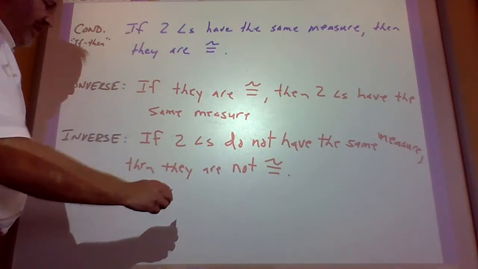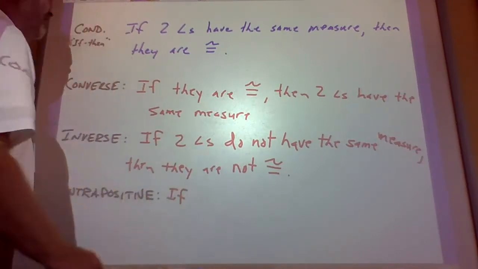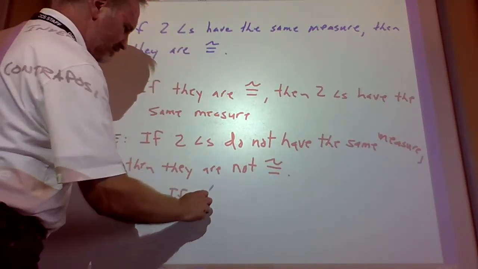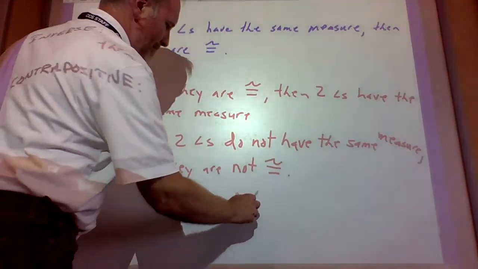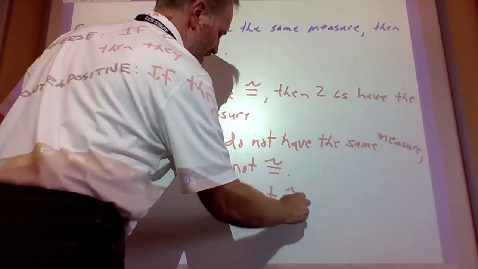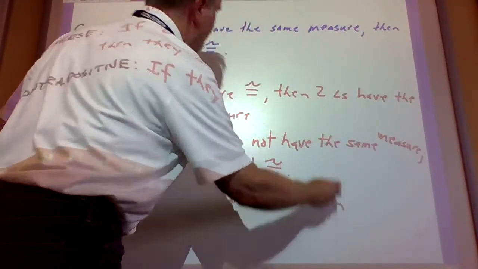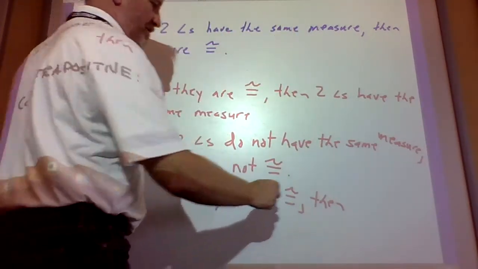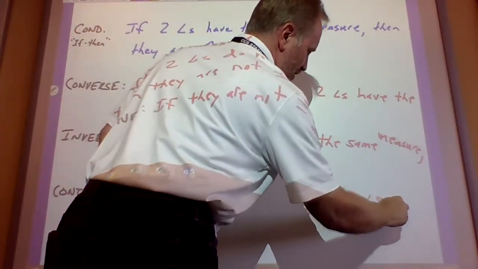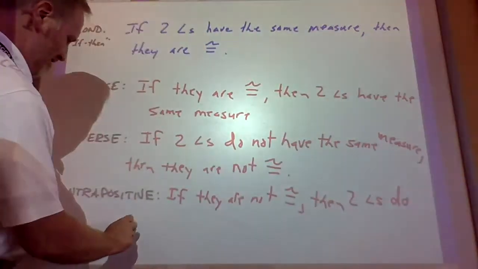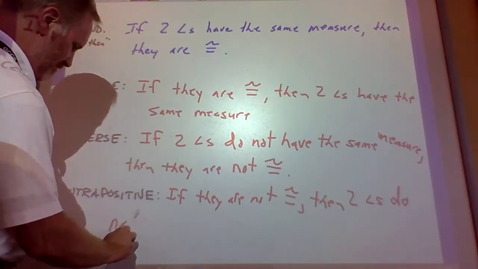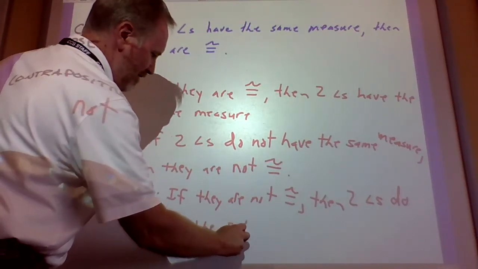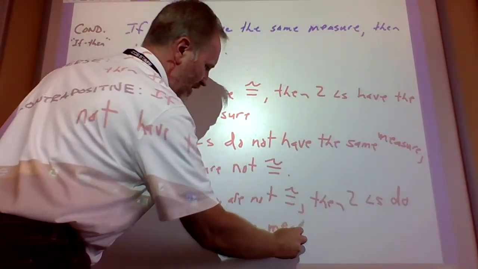So let's see if you did something close to what I did. If they are not congruent, then two angles do not have the same measure. Awesome.